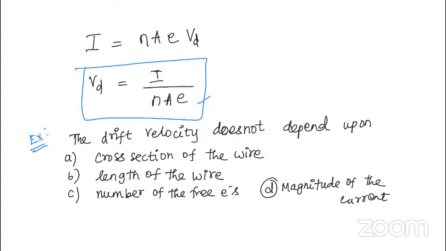To answer this question we have to use this formula. Check here: A is the cross-sectional area, N represents the number of free electrons, I is the magnitude of the current, and e is the charge of the electron. Which option is missing? It is absolutely B. The length of the wire does not appear, so drift velocity does not depend on it. The right option is B.